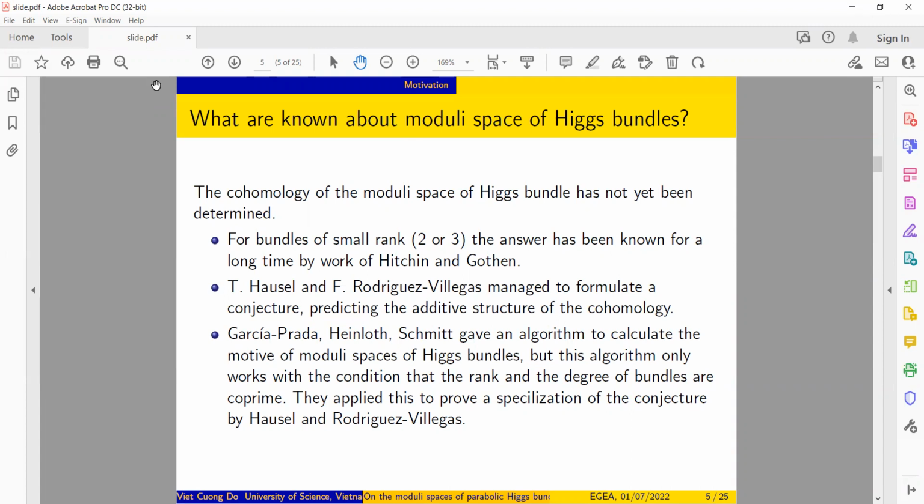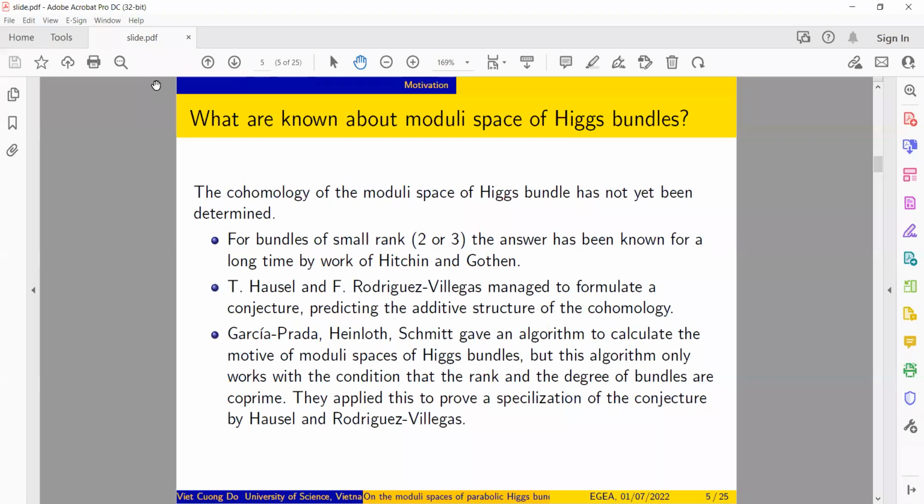And in 2014, Garcia-Prada, Heinloth, and Schmitt gave an algorithm to calculate the motive. The motive here means that it is independent of the base or of the cohomology theory we use. But this algorithm only works under the condition that the rank and the degree are coprime. After that, they used their algorithm to prove some specialization of the conjecture of Hausel and Rodriguez-Villegas.